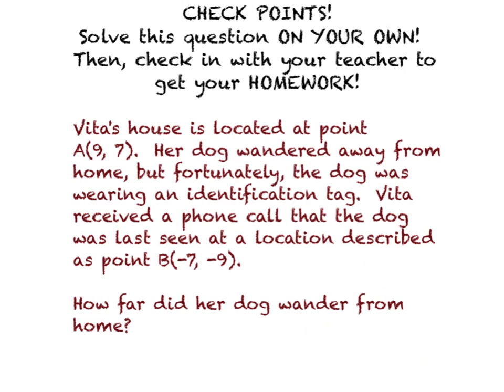All right, Vita's house is located at point A, which is the ordered pair (9, 7). Her dog wandered away from home, but fortunately, the dog was wearing an identification tag. Vita received a phone call that the dog was last seen at a location described as point B, the ordered pair (-7, -9). How far did her dog wander from home?